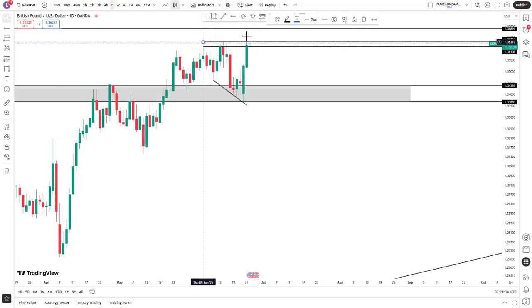Why am I not using this one? This is where the market is right now. You cannot use this one. Right? So now here, this is where most of the time people are finding themselves taking losses.